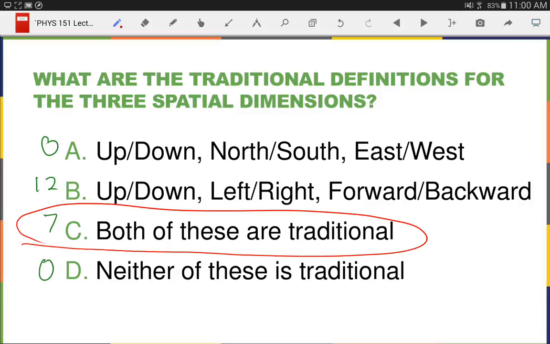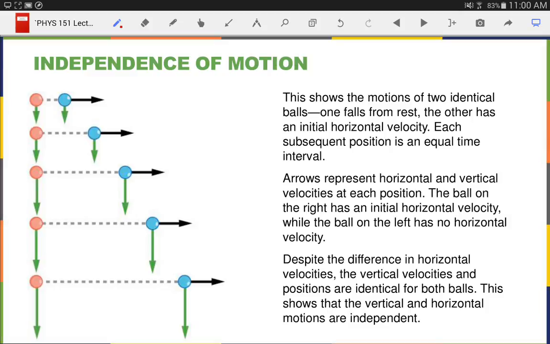I think it's not right after this, but I don't want to just ask the question and then have it right after. Okay, it's not.